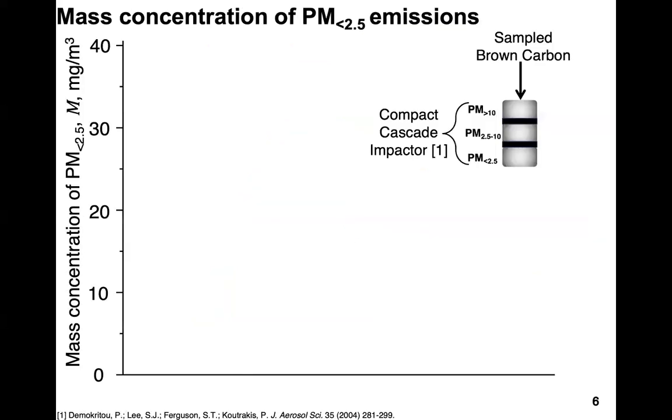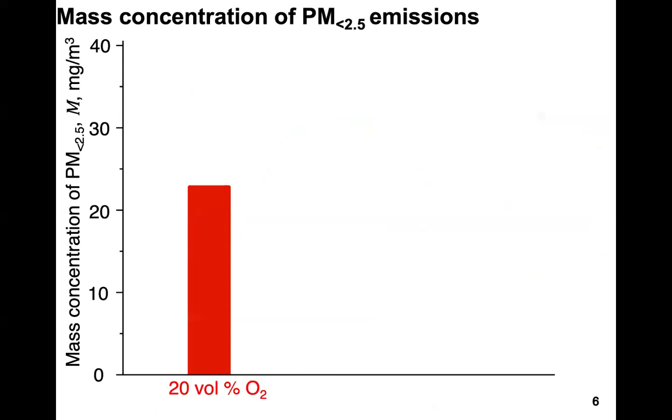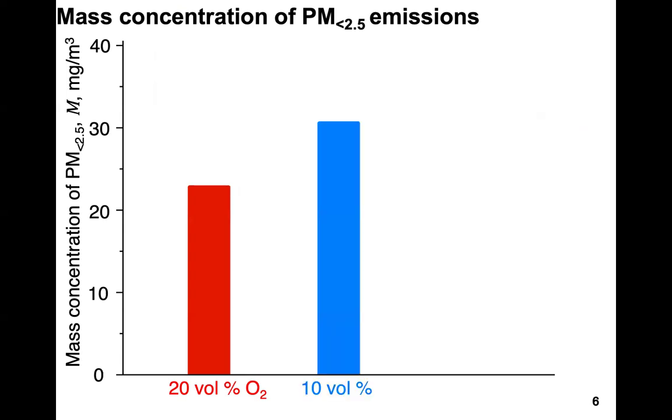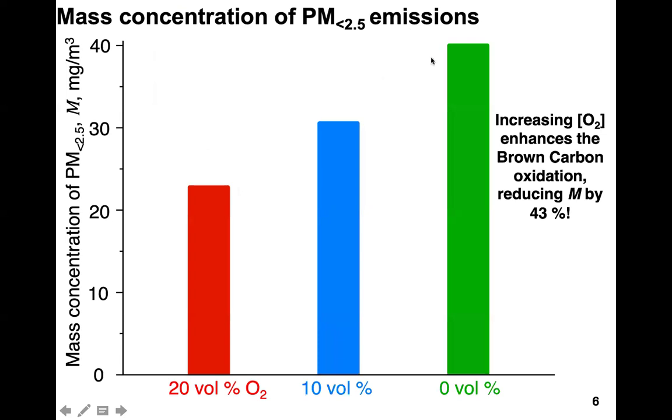So, as I mentioned earlier on, we used this cascade impactor to measure the mass concentration of brown carbon. For example, during pinewood combustion with air, we obtained a mass concentration of brown carbon particles with an aerodynamic diameter smaller than 2.5 micrometers of about 23 milligrams per cubic meter. As we decrease the oxygen concentration in the nitrogen atmosphere, the mass concentration increases up to 40 milligrams per cubic meter. So increasing the oxygen concentration enhances the brown carbon oxidation and reduces its mass concentration by 43%.